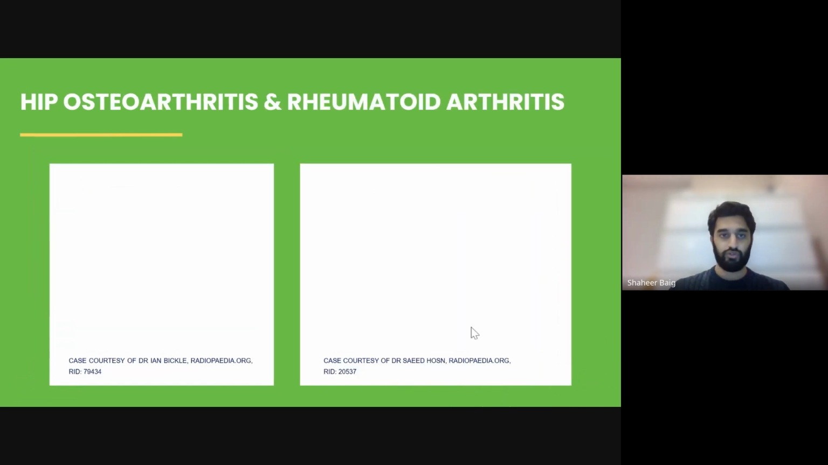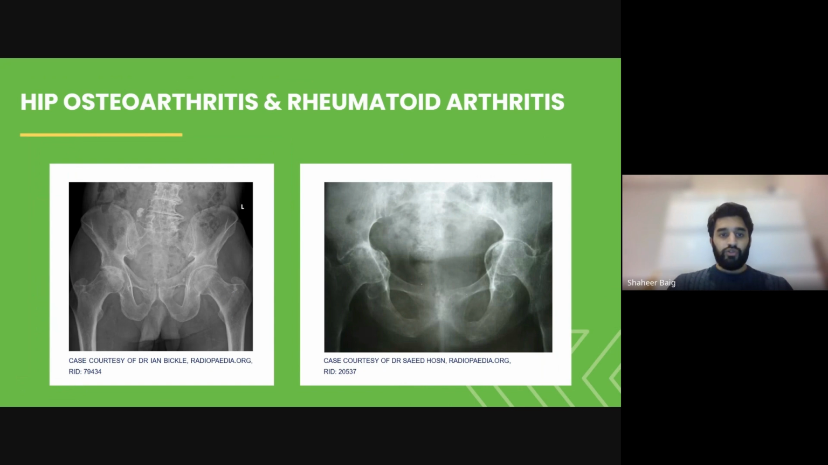Coming on to joint disease, we've got two main types of arthritis, which are osteoarthritis and rheumatoid arthritis. I'll briefly go over this. You can see there's quite distinct joint space loss in both cases. The usual pattern in osteoarthritis of the hip is that the femoral head is displaced superiorly, and you can see quite marked joint space loss bilaterally, but more so on the right, at the roof of the acetabulum.